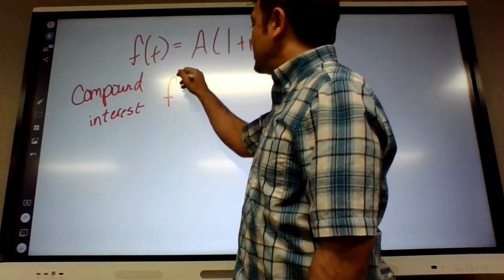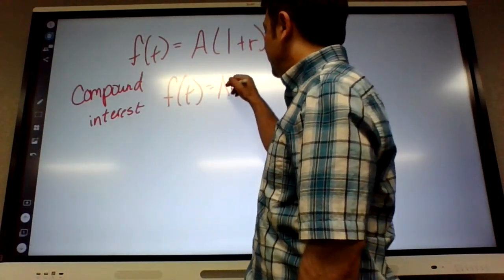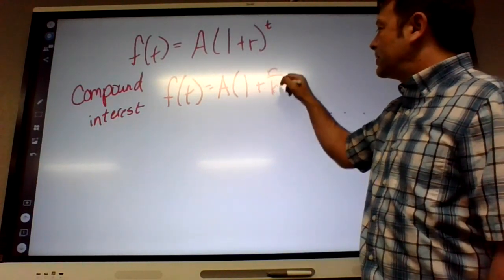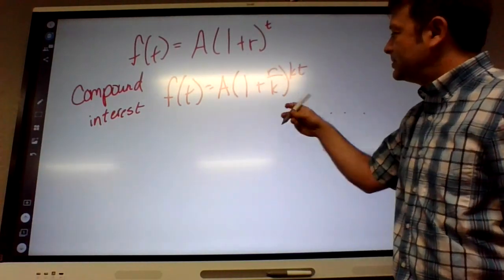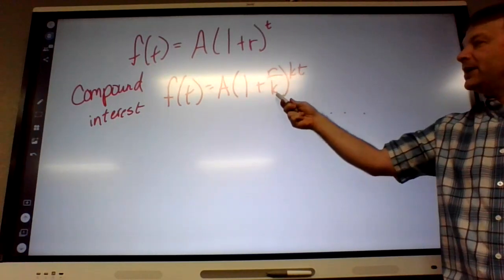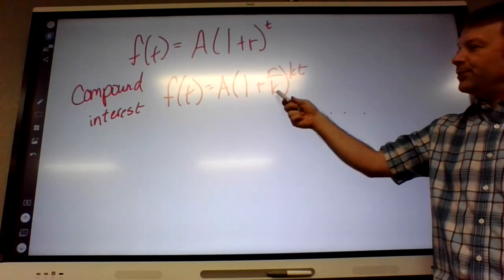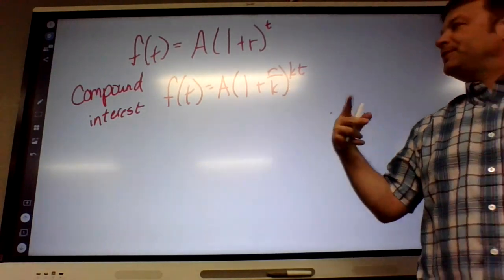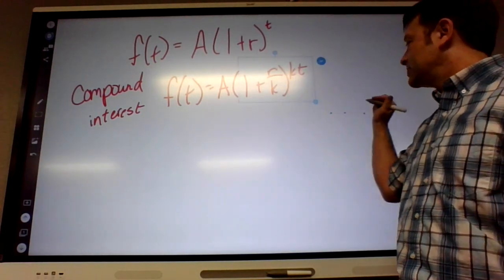So it's almost the same, except for what changes? 1 plus R over K, to the KT. So there's a couple Ks added on, where K stands for the number of times it's compounded per year. So if it's monthly, K is 12, for example.